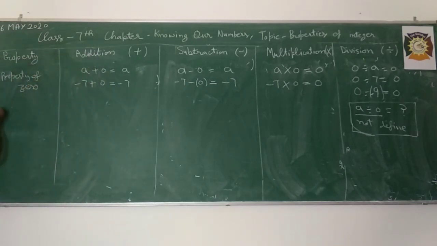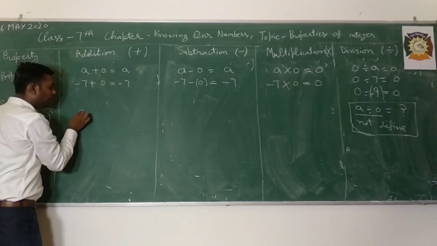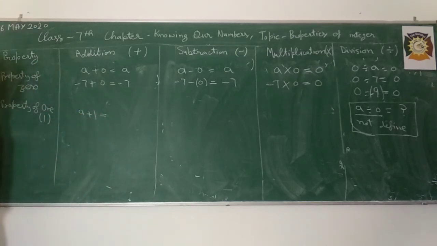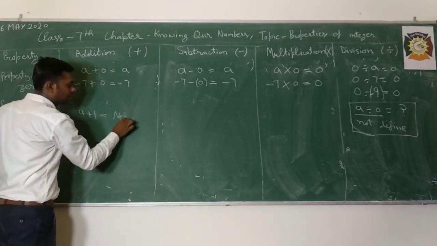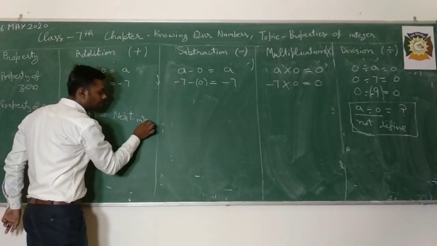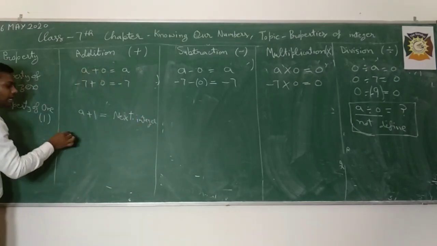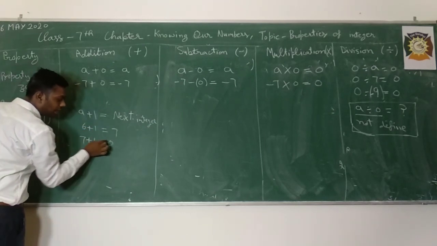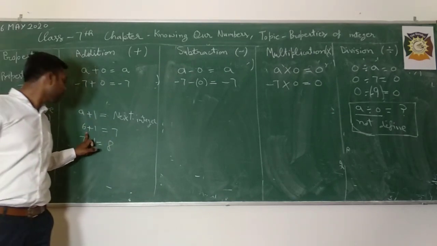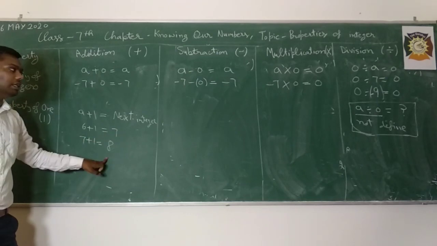Next property. Property of 1. If we add 1 with an integer, what do we get? The next integer. That is, if we add 1 with 6, we get 7. If we add 1 with 7, we get 8. If we add 1 with an integer, we get the next integer.